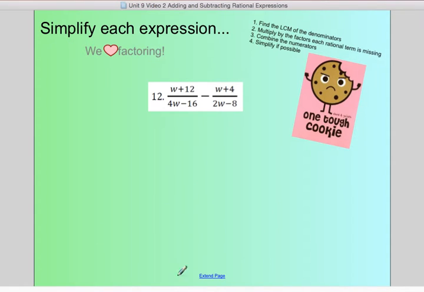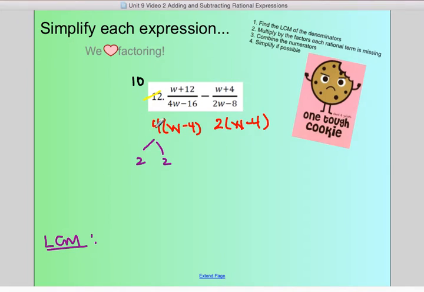Okay, so number 10. I would look at this one and I would factor your denominators. I can take a 4 out of here, so I would have w minus 4. And out of here I can take a 2. So let's think about my least common multiple. This breaks down into 2 times 2. So my least common multiple, or my common denominator, will be, there's 2 2's and 1 2 here, so it's 2 times 2, and then they each have a w minus 4. So my goal is to make it 4 times w minus 4.